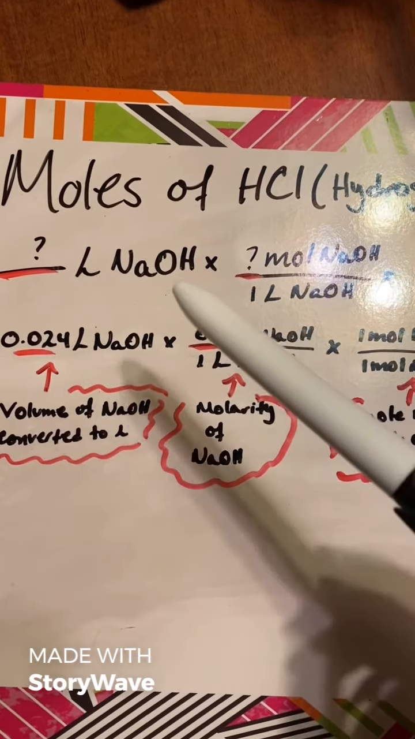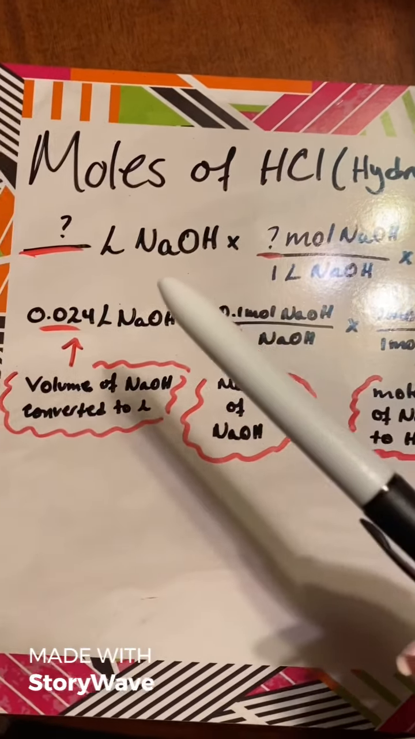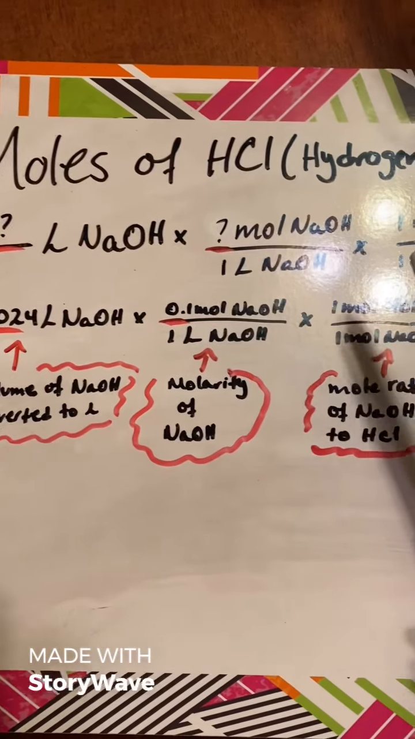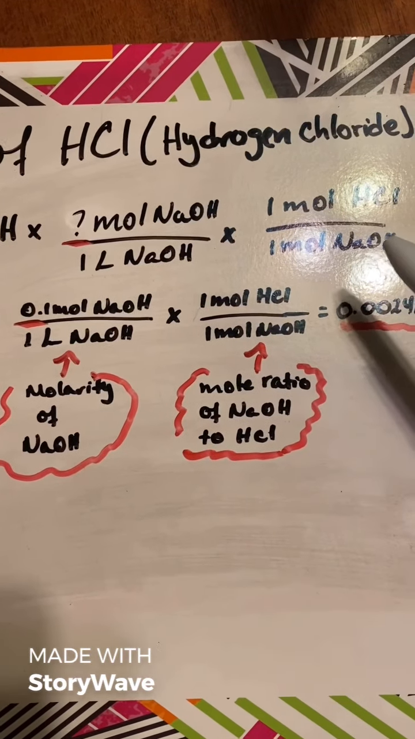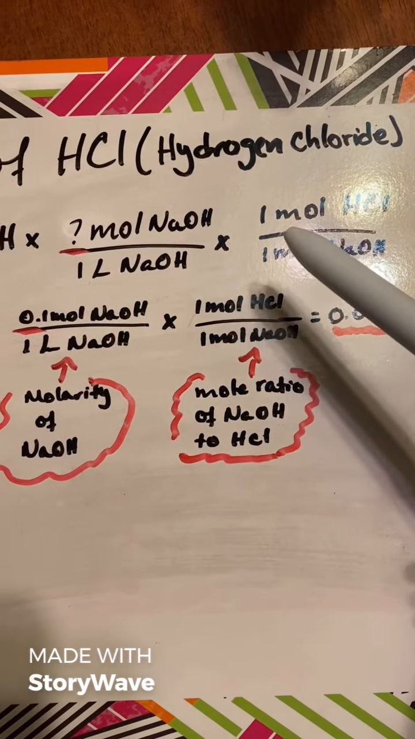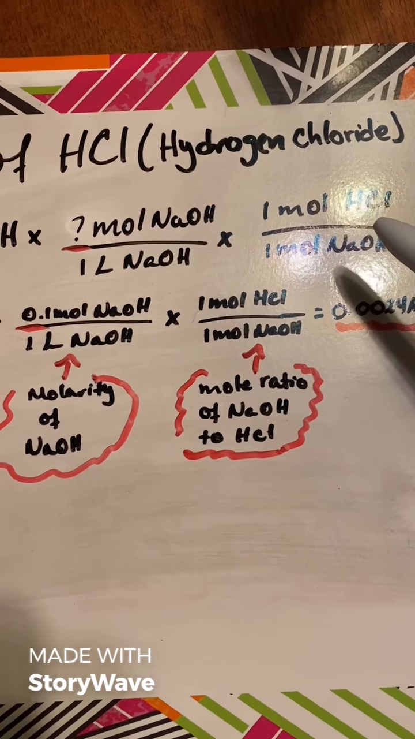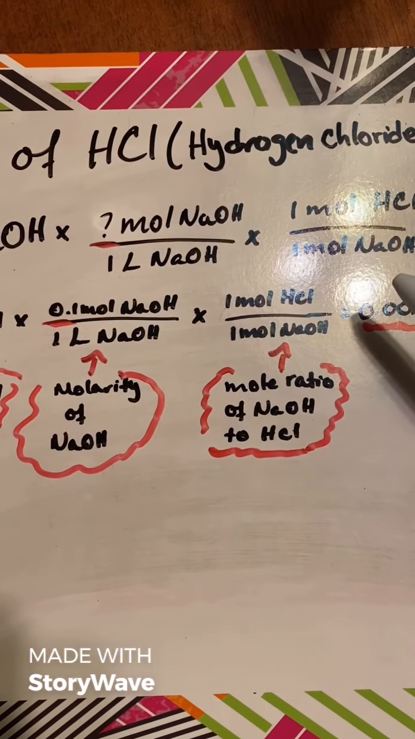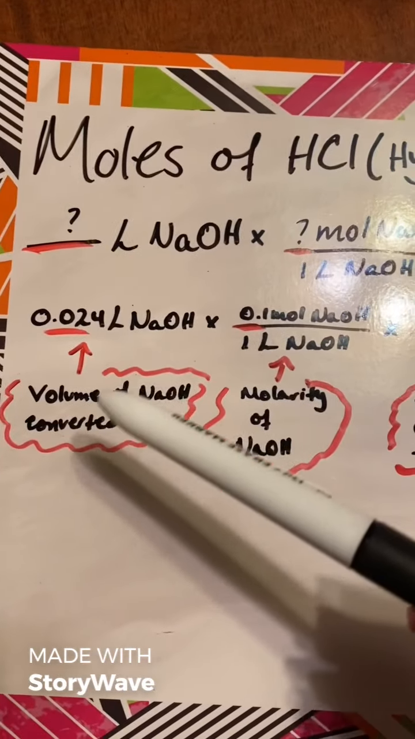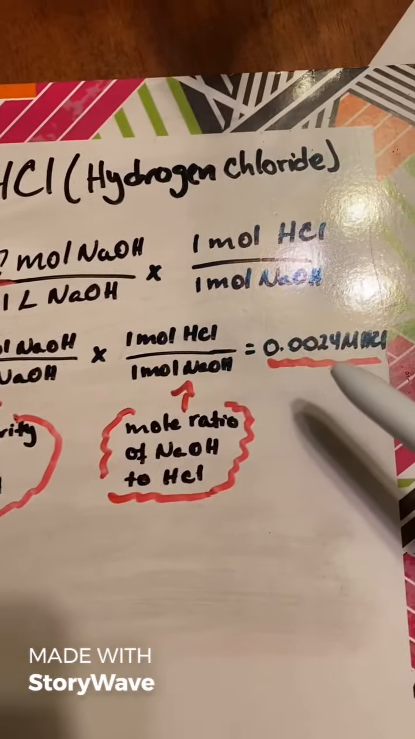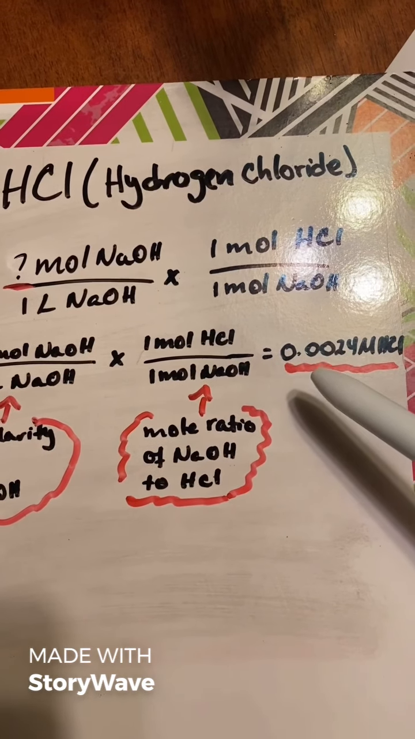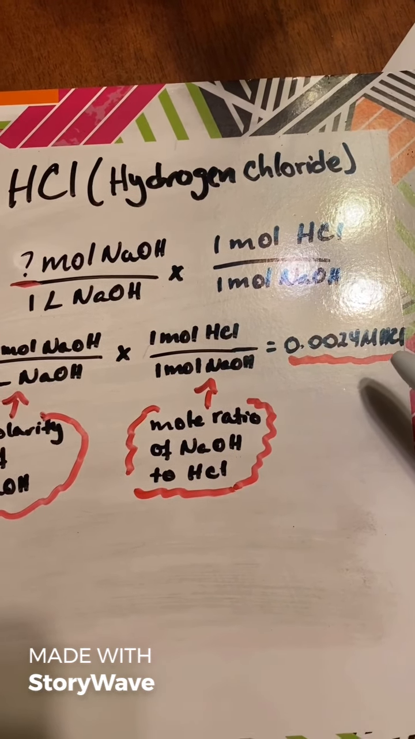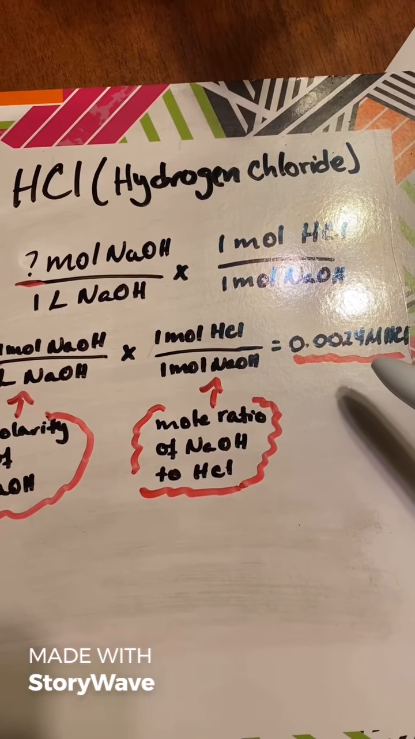And now we want to find our moles of hydrogen chloride, which has the same formula, but we add the ratio, that is 1 mole of hydrogen chloride divided by 1 mole of sodium hydroxide, and it's going to give us a total of the same 0.025 moles of hydrogen chloride.